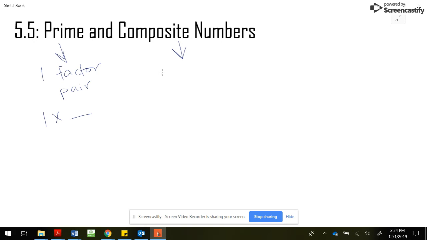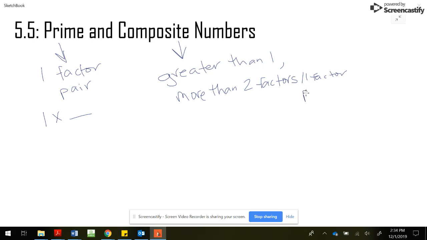Composite numbers are going to be numbers that are greater than 1. That also applies to prime numbers. But they have more than 2 factors, or more than 1 factor pair. So as we look at numbers and determine if they're prime or composite, think: what times what gets me that? So I'm thinking, what factors are there?